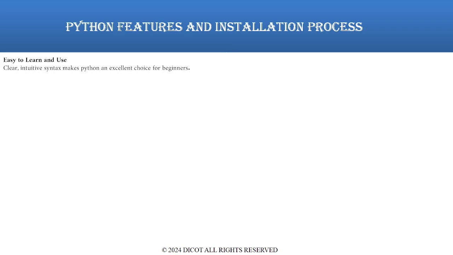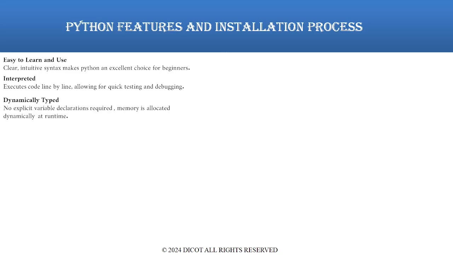Features of Python programming language: Easy to learn and use. Its clear, intuitive syntax makes Python an excellent choice for beginners. Interpreted: executes code line by line, allowing for quick testing and debugging. Dynamically typed: no need for explicit variable declarations. Memory is allocated dynamically at runtime.